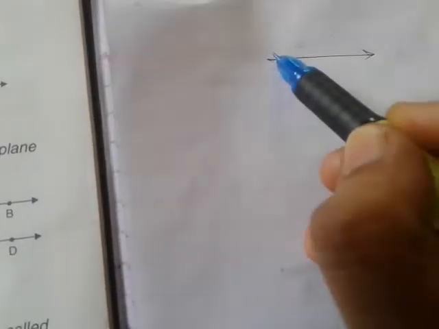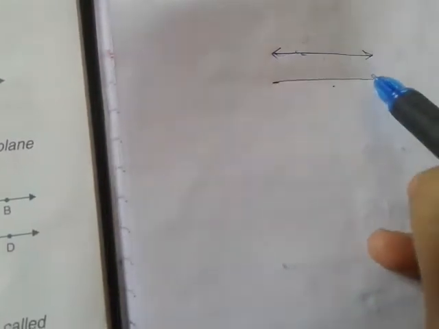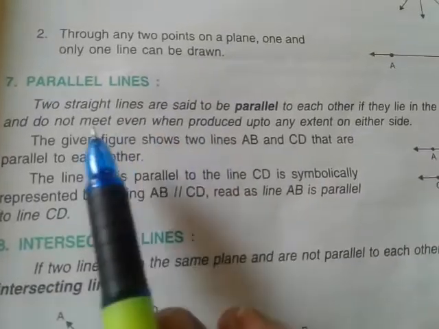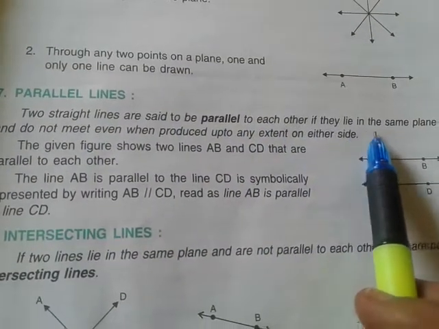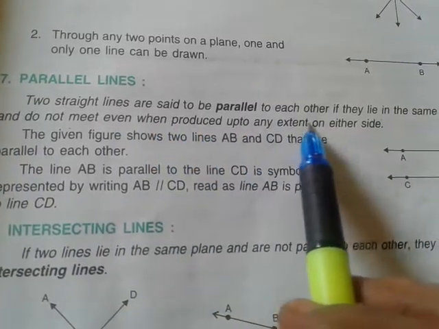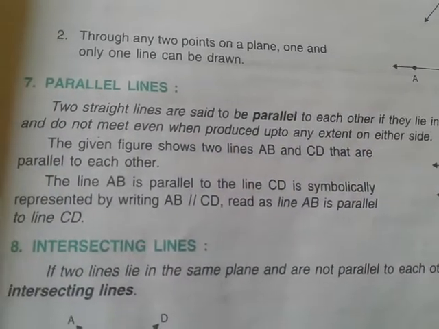So the plane is defined: this is the plane. These are the parallel lines, because they are on the same plane. So two lines are said to be parallel to each other if they lie in the same plane and do not meet even when produced up to an extent on either side.